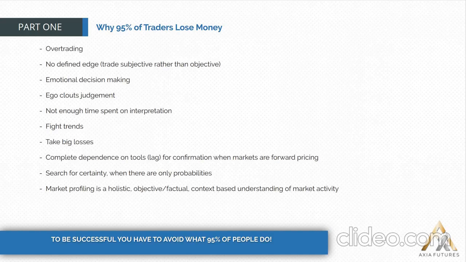Remember, markets are forward pricing. Markets are always looking to reprice themselves based on new information coming in. So a tool that's telling you, for instance, a moving average, that's telling you where the price was on average over the last 20 minutes or 20 time frames, that is lagging information. The market's fully priced that. So just remember, tools are reference points and they're not there to make important decisions on.